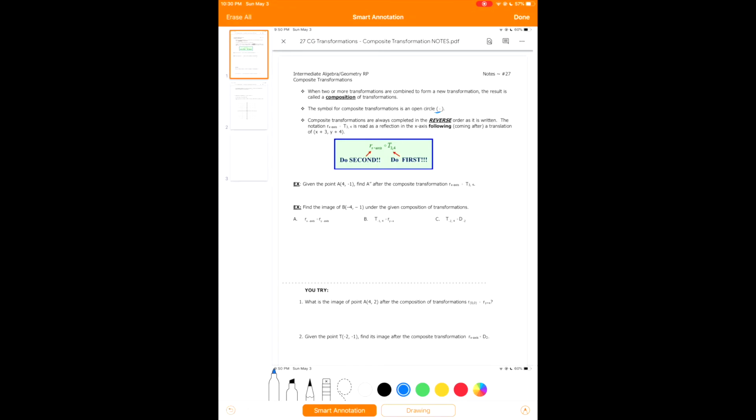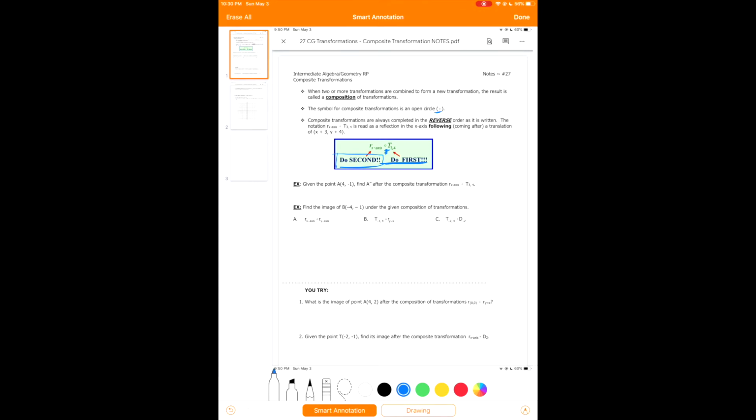It looks kind of like the degrees symbol, but instead of being in the top right corner, it's just in the middle of the two transformations as you see here. And then they're always completed in the reverse order as they're written. So for example, whatever comes second, you're always going to do first, and whatever comes first, you're always going to do second, which I know is confusing, but that's just the way we do it with these composite transformations.